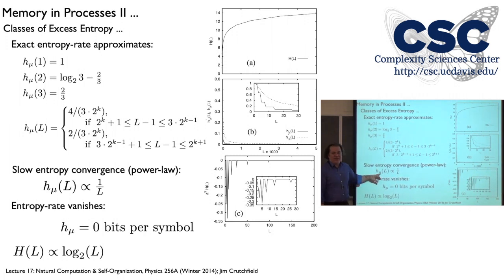Well, first observation is that at infinite L, the entropy rate's 0. This is a completely predictable process. It just takes a really long time to get there. It takes an infinite long time to get there. So perfectly predictable, infinite memory, and aperiodic.